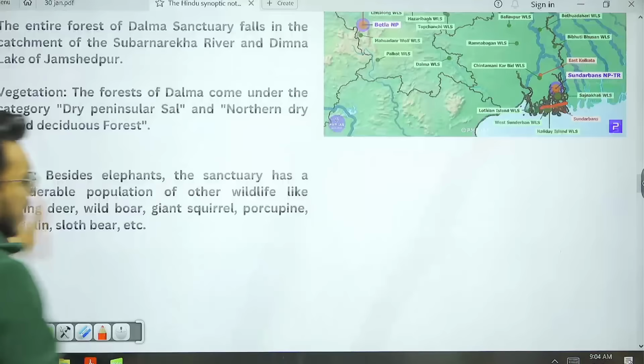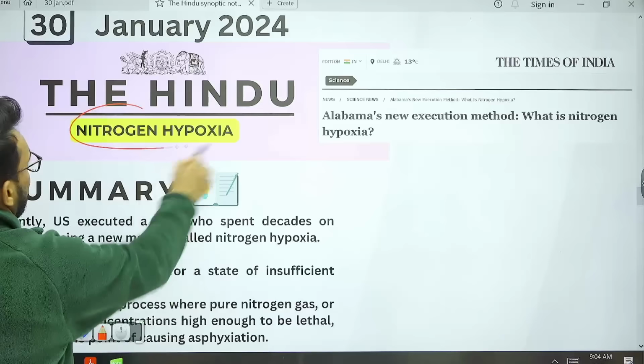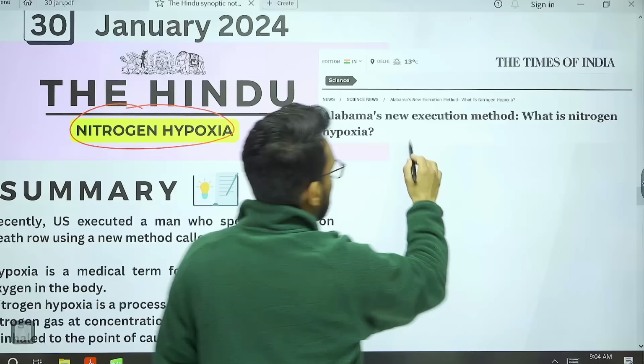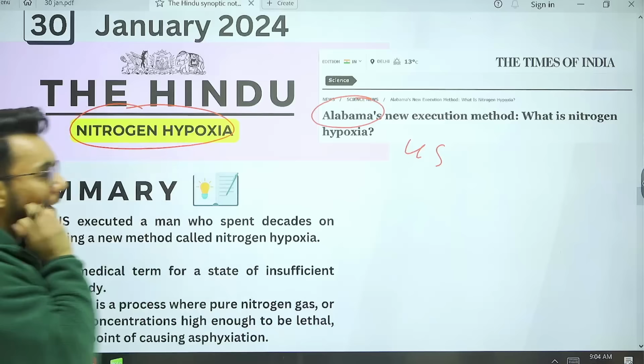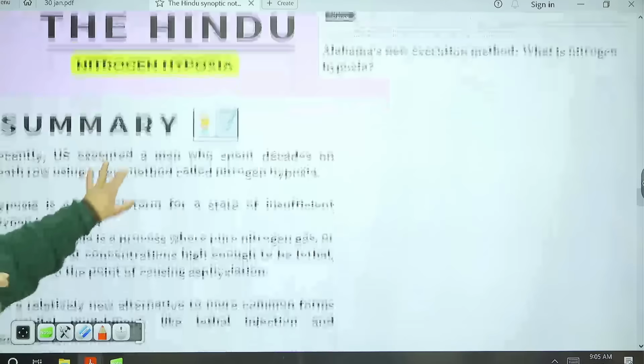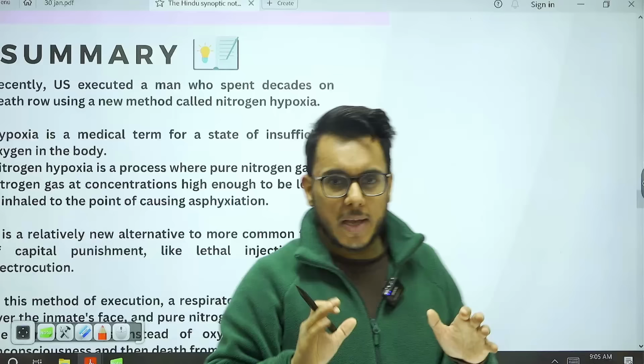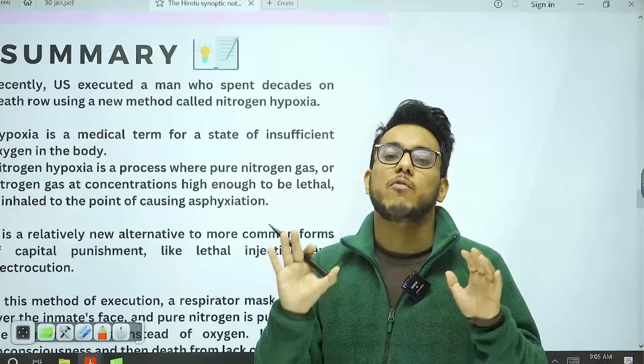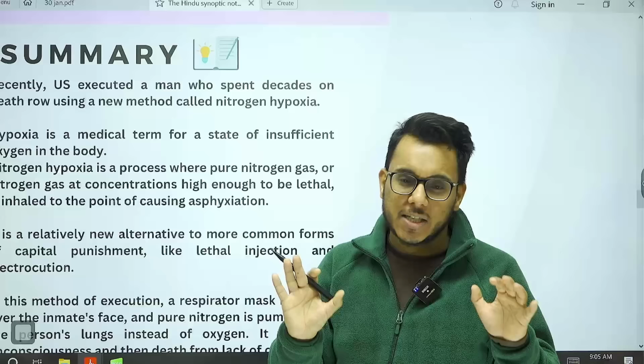Moving on. After that, next is nitrogen hypoxia. What has happened recently in USA's Alabama is that a prisoner has been given capital punishment, the death penalty, through nitrogen hypoxia. So what is this nitrogen hypoxia? Let's understand this. First of all, guys, what is hypoxia? Hypoxia is a condition when a person dies because of the lack of oxygen. Now, what is done in nitrogen hypoxia?